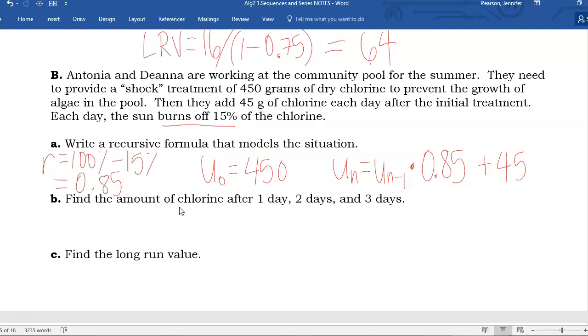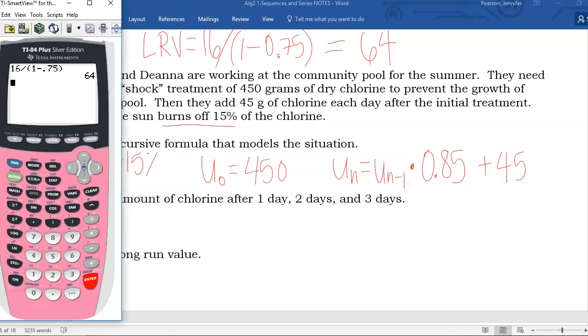We're going to go to the calculator. We are going to start with our initial value today. Today we add 450. Then we're going to burn off 15%, but replace it with 45 grams. So after 1 day, we have 427.5 grams in the pool, after 2 days, and after 3 days.